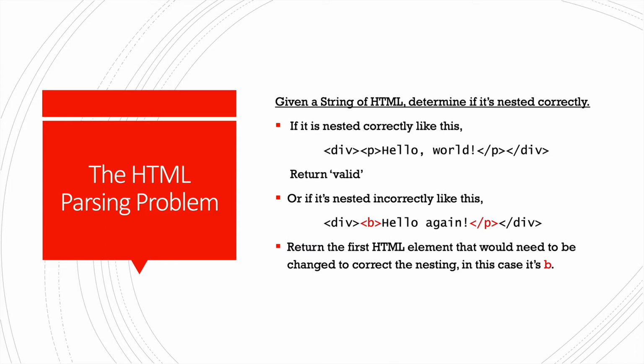On the other hand, if we have an incorrectly nested string, like the second example on the right, where we have an opening div tag, an opening bold tag, the text hello again, but then a closing paragraph tag and a closing div tag, we want to return the first HTML element that would need to be changed for the nesting to be correct. In this case, we have an opening bold tag and a closing paragraph tag, which mismatch. If we were to change the opening bold tag to an opening paragraph tag, it would be nested correctly. So in this case, we'll return B.